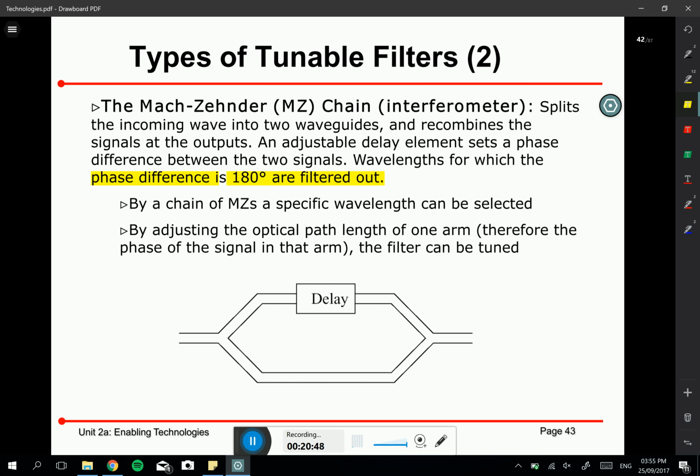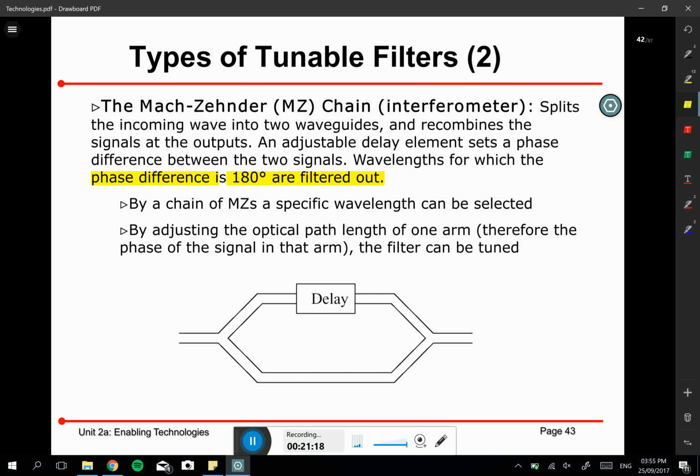Okay? So let me say it again very quickly. Interferometer, what does it mean? I create interference where there is no interference. So how do I create this interference? I split the signal in two, and I have a length on the upper arm such that the signal on the upper arm recombines with the signal on the lower arm exactly in counter phase, 180 degrees difference. And so the signal disappears.